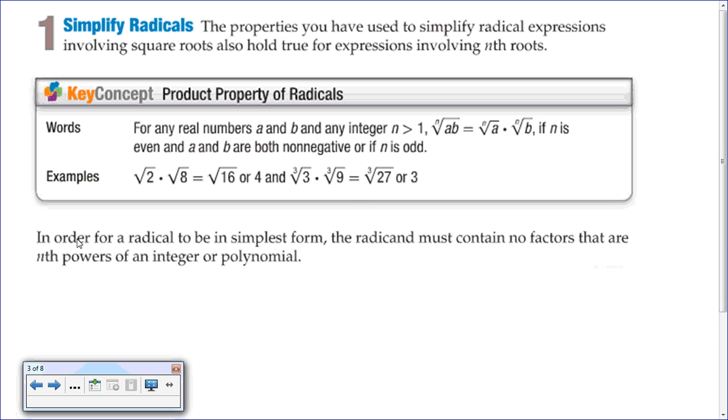All right? In order for a radical to be in simplest form, the radicand must contain no factors that are the nth power of an integer or polynomial. In other words, the power inside cannot be bigger than the index, cannot be equal to the index.